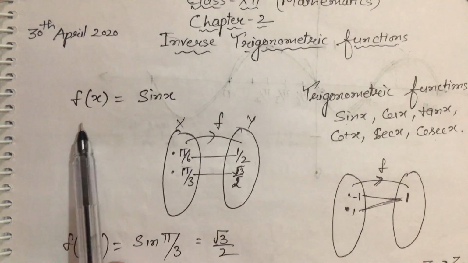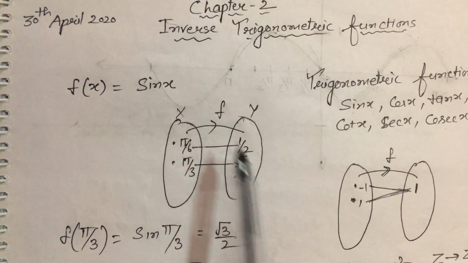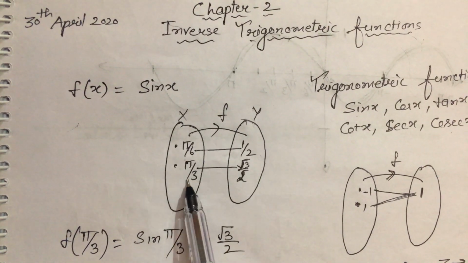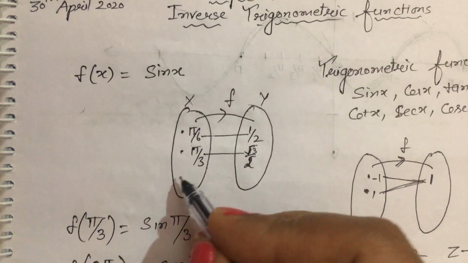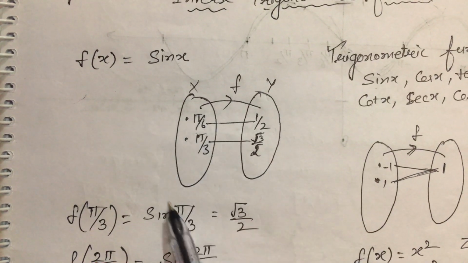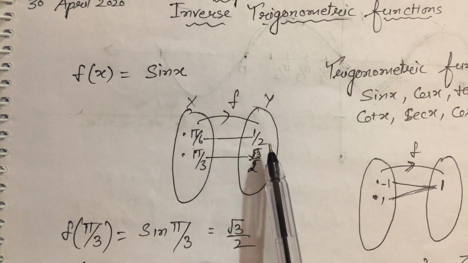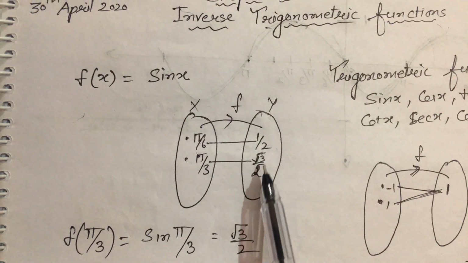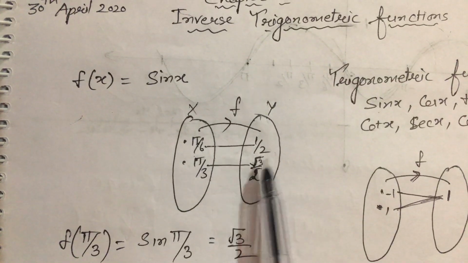So suppose f(x) is equal to sin x. We know that at x equal to pi by 6 its value is 1 by 2. At x equal to pi by 3 its value is root 3 by 2. Suppose I am taking 2 pi by 3, that value is also root 3 by 2. So this is a function because every element of domain has a unique image in range. We know about function.